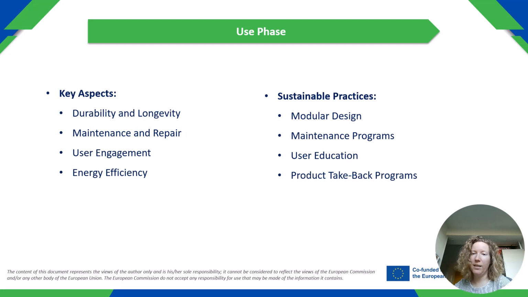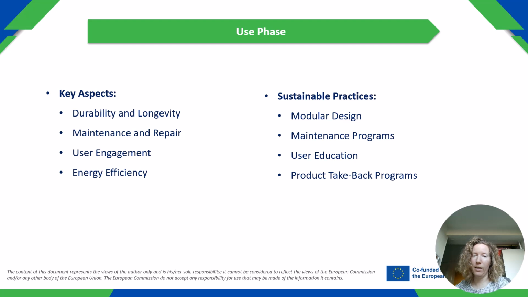Ease of maintenance. This means designing furniture that is easy to clean and maintain, extending its usable life. And also repairability, which is ensuring that furniture can be easily repaired by providing access to spare parts and repair guides. User engagement is very important, which includes education, that is, educating users on how to care for and maintain their furniture to maximize its lifespan, and also customization, that is, offering customizable options that allow users to adapt furniture to their changing needs, reducing the likelihood of disposal.